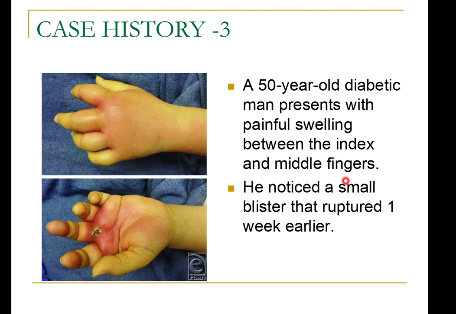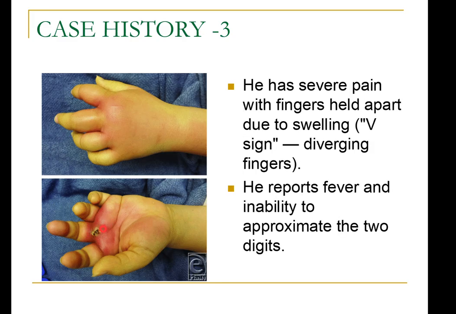So here you can see a 50-year-old diabetic man presents with a painful swelling between the index and the middle finger. He noticed a small blister that had ruptured 1 week earlier. He had severe pain with fingers held apart. You can see that V sign because of the diverging fingers. He reports fever and inability to approximate the two digits. So he is not able to approximate the two digits, and you will see the classical V sign because of the infection at this area.